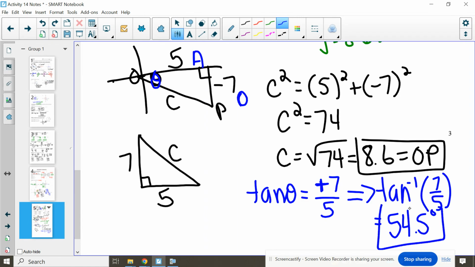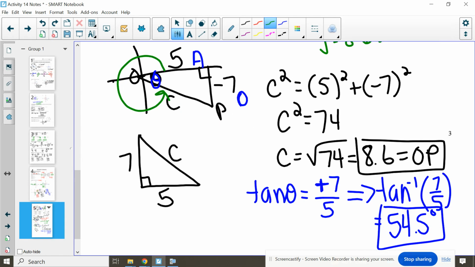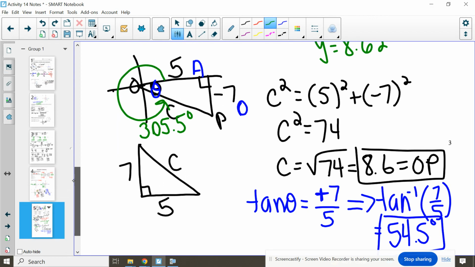Now, if we were looking for what the actual quadrant 4 angle is, we can work backwards and say, okay, 360 minus 54.5 would give us that quadrant 4 value of 305.5. So if you needed to work backwards to find that, you could also do that. However, this one was just asking for the measure of our theta inside the triangle.